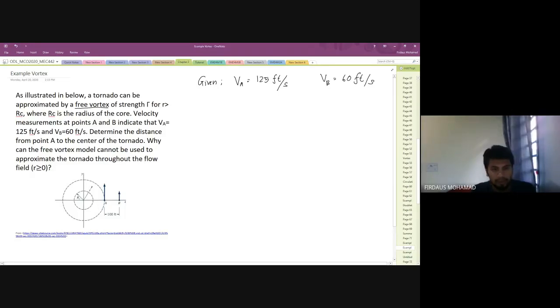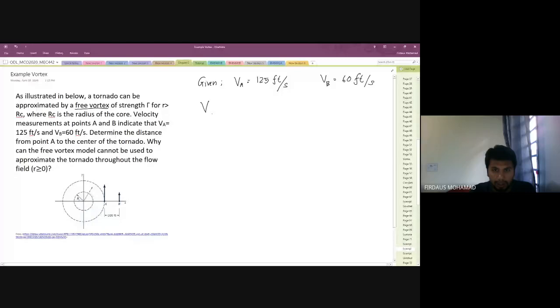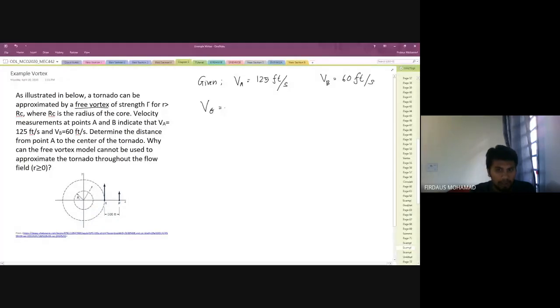Okay, so if you still remember, for the free vortex, the tangential velocity v theta equals k over r. So it is inversely proportional to the radius. That's why the velocity at A is higher than the velocity at B, because it is represented by using the free vortex. And then the question asks you to determine the distance from point A to the center.